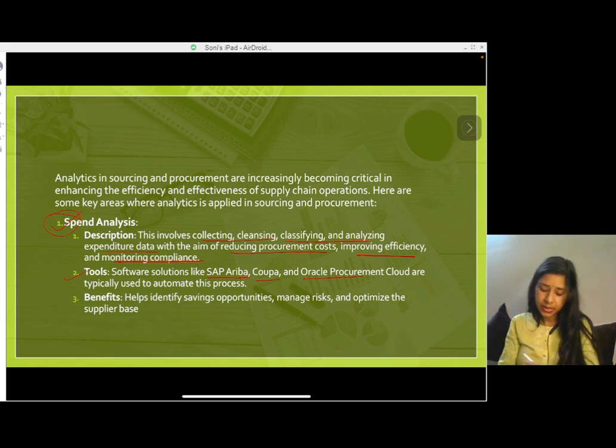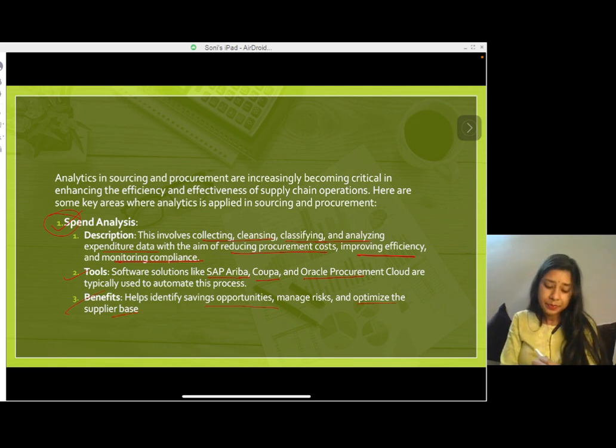And what is the benefit? The benefit is it helps you to manage well. It helps you to grab the opportunities where you can reduce the cost and save your losses, and to optimize the supplier base, right?